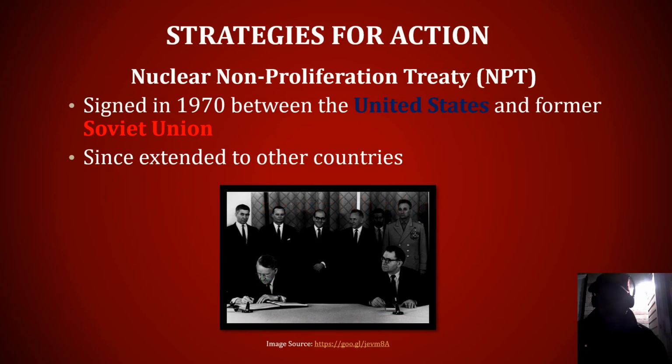An example of this kind of thing working would be something like the NPT, the Nuclear Non-Proliferation Treaty. Non-proliferation just means not making any more. Don't proliferate it, don't make it grow. This was signed in 1970, and is related to ending some of these Cold War conflicts. Not like the States and Russia are even cool now, but this was signed in 1970 between the States and the former Soviet Union, which we now call Russia. It has since extended to other countries, including countries like Britain and France.